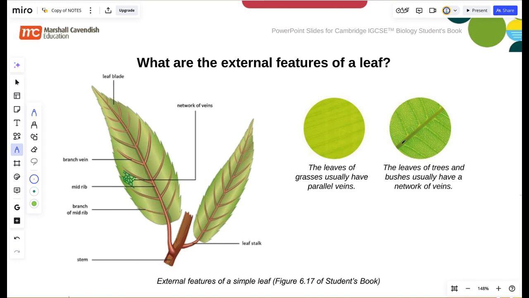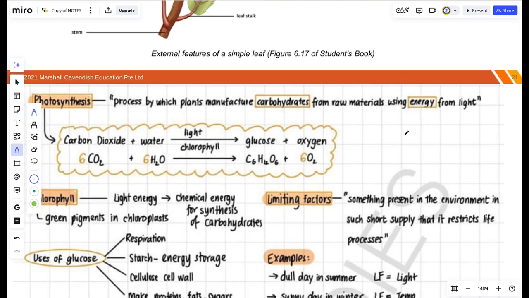Okay, this one is for leaves of trees. It looks like this, while the leaves of grasses look like this with parallel veins. Leaves of grasses have parallel veins, while the leaves of bushes and trees have networks of veins like this. Okay, now let's go to the next one, the internal structure of a leaf.